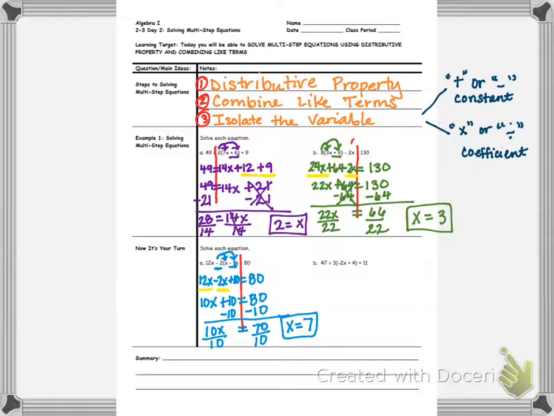Same thing, same steps each time. You just do it step by step, and you will be perfectly fine. Okay, so we have our last example here.